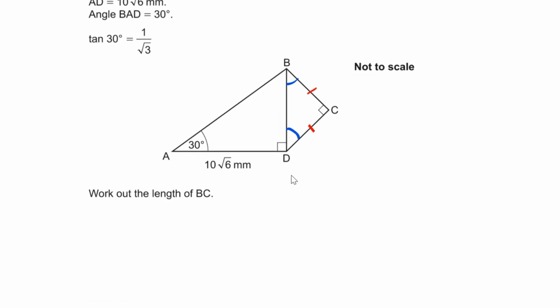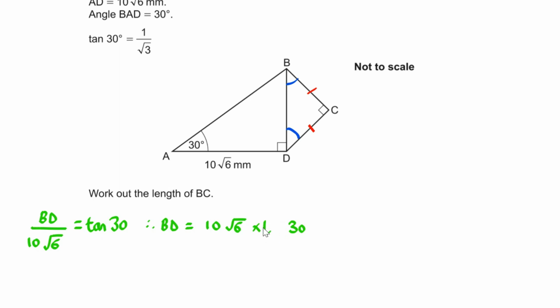Well, what we can do here is find out what BD is. Using trigonometry, here we've got the opposite, BD, over the adjacent, which is 10 root 6. This is equal to sine 30, and therefore BD is equal to 10 root 6 times sine 30. Now we know what sine 30 is. Rather, here we've got tan 30.